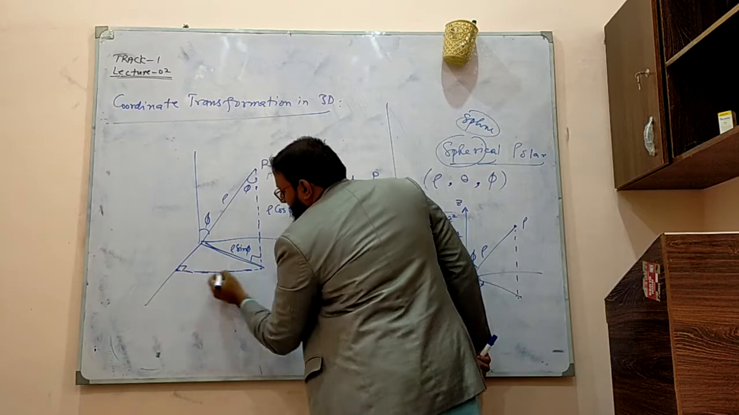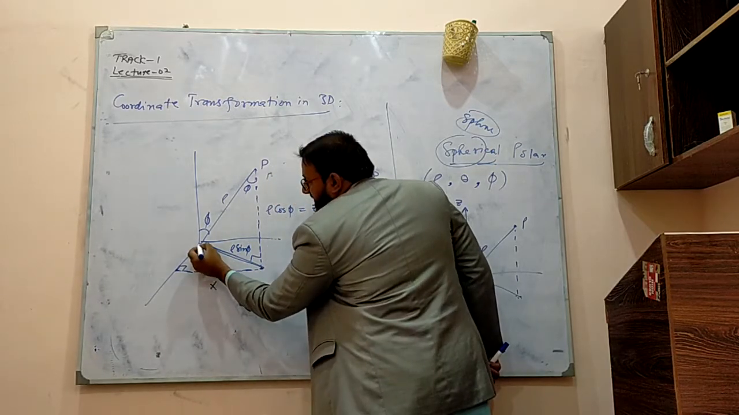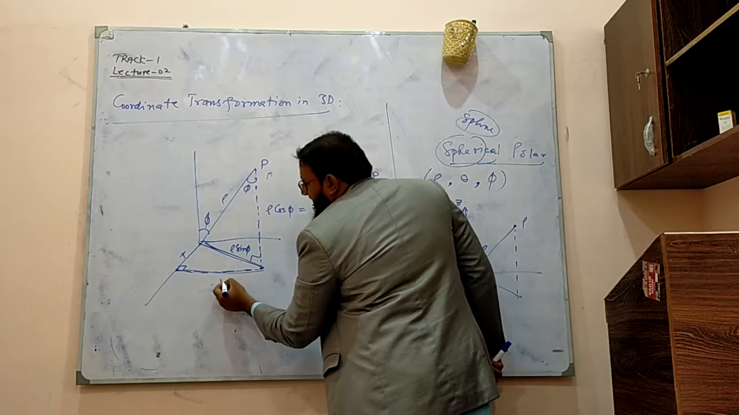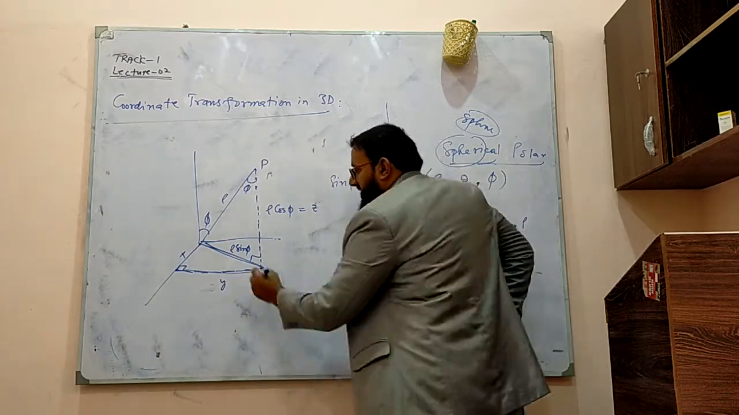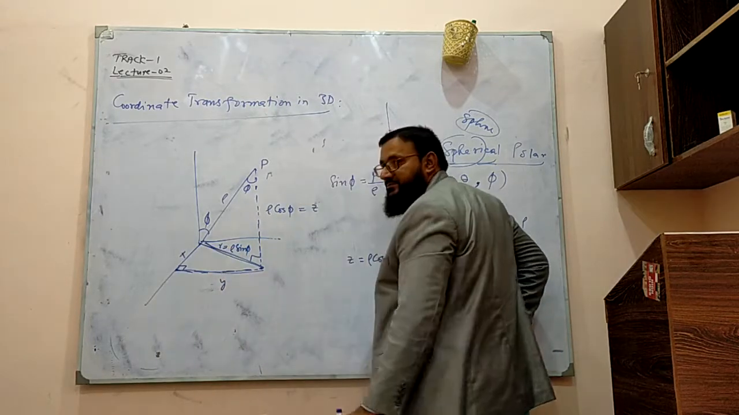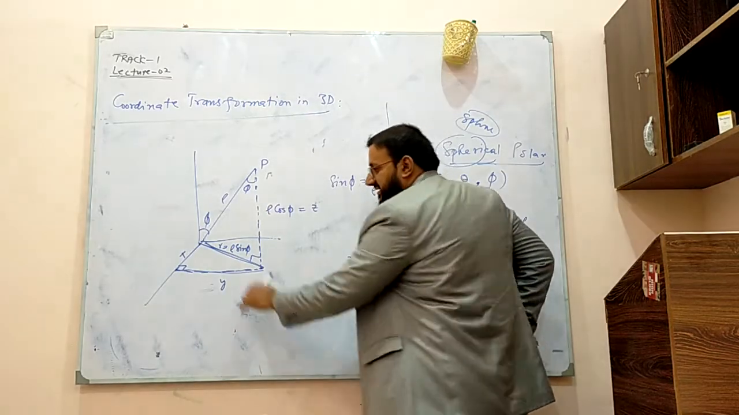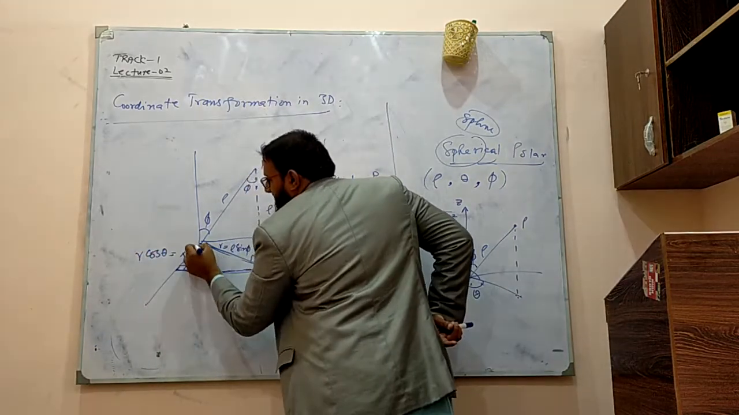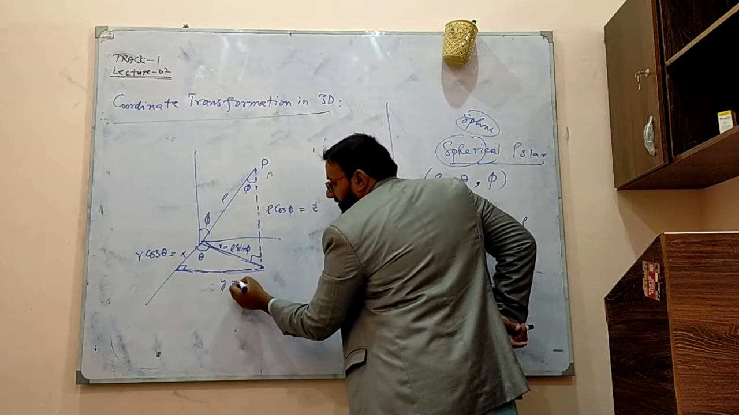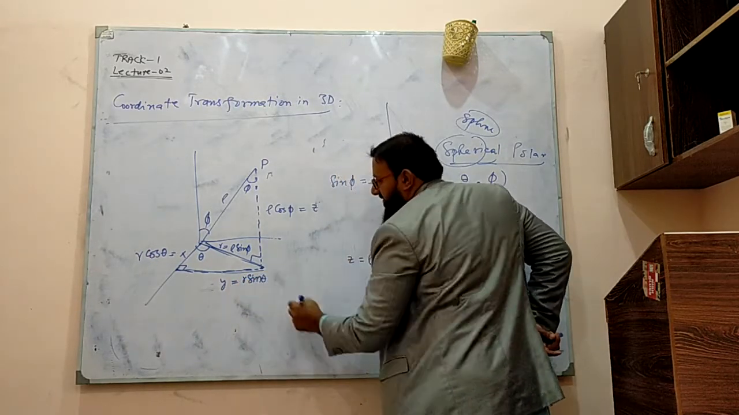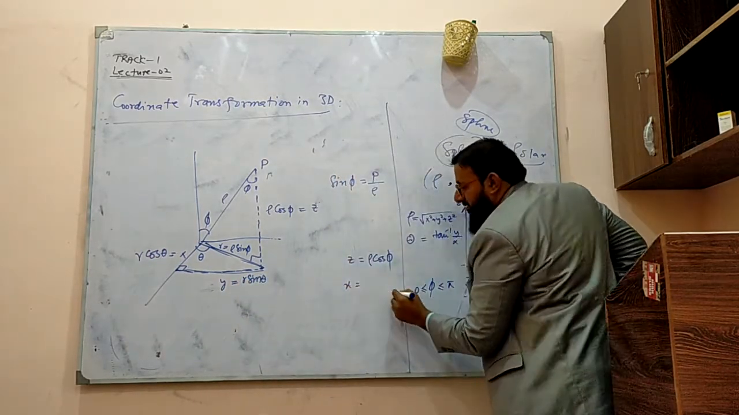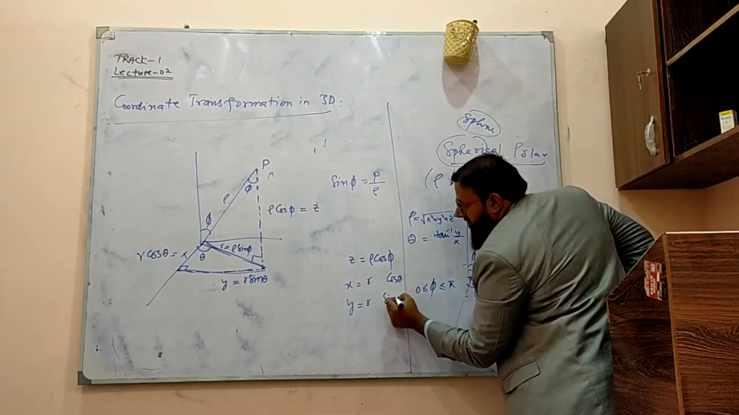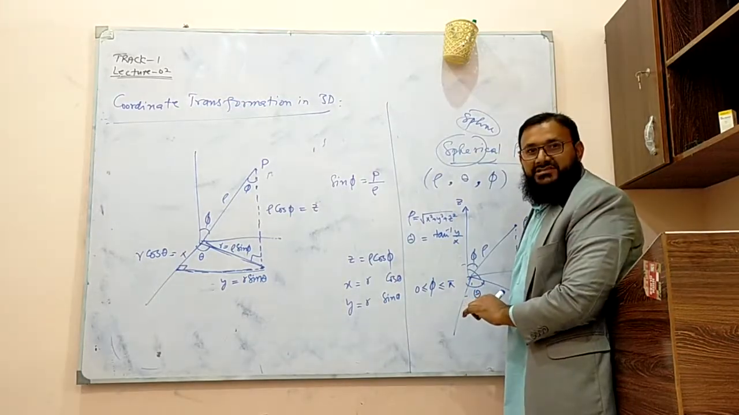You know very well, from this to this is the value of x. And this is the value of x. And this is the value of y. And this is our r. I think you agree with this, that this thing is equal to r. x is equal to r cos theta, and this is our theta. And y is equal to r sin theta. So x is equal to r cos theta, y is equal to r sin theta. Do you agree with this?